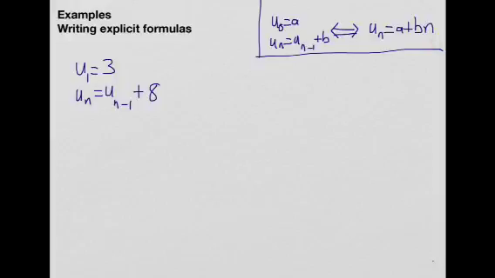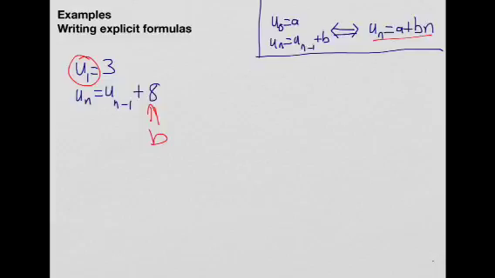So we're going to look at this example. This has u sub 1 equals 3 and u sub n equals u sub n minus 1 plus 8. So we have this plus 8, so we do know it's an arithmetic sequence, and so we know what our b value is. But here's the rub. This is not a u sub 0, it's a u sub 1. I can only use this formula here if I have u sub 0.